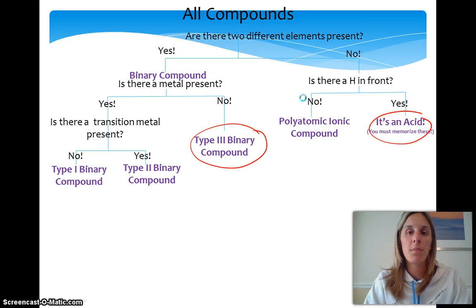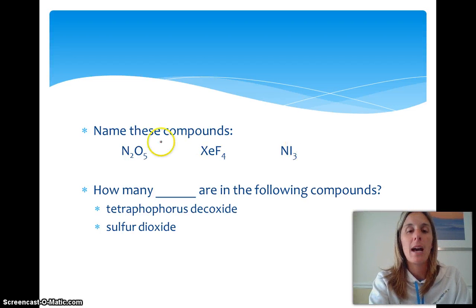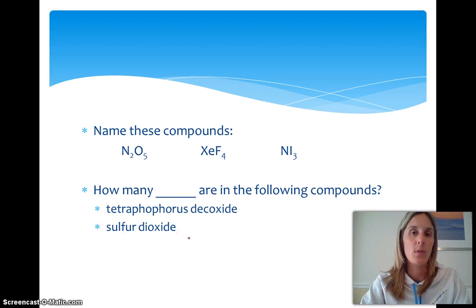On your Google form, I'd like you to go ahead and answer these 2 questions. I have 3 compounds that I'd like you to provide the name for on your Google form. And then you'll see a little question in the second box that's going to ask you how many of something is found in these names.